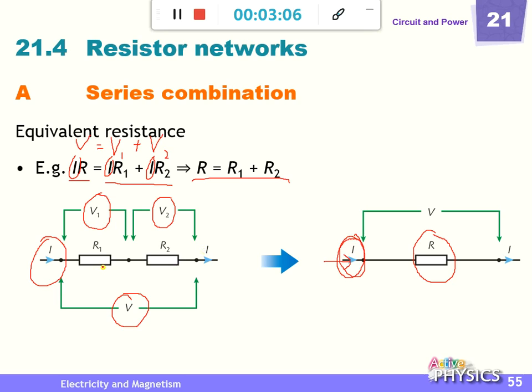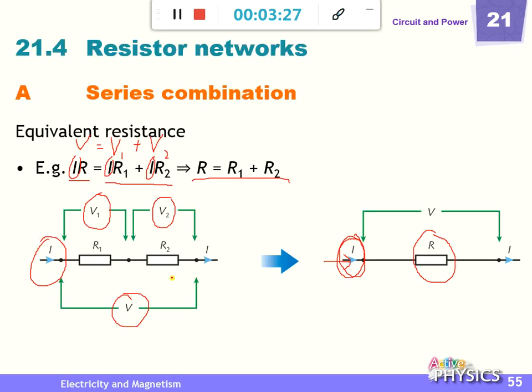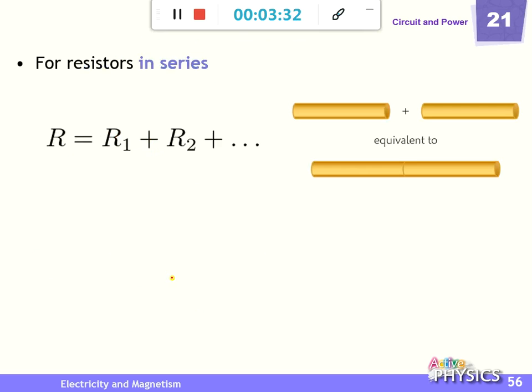If we connect two resistors together in series, then the equivalent resistance will be the addition of their values. It means that R1 plus R2, added together, will be the value of the equivalent resistance. This is the series circuit. But remember, this is not only true for two resistors. It is true for all resistors connected in series.